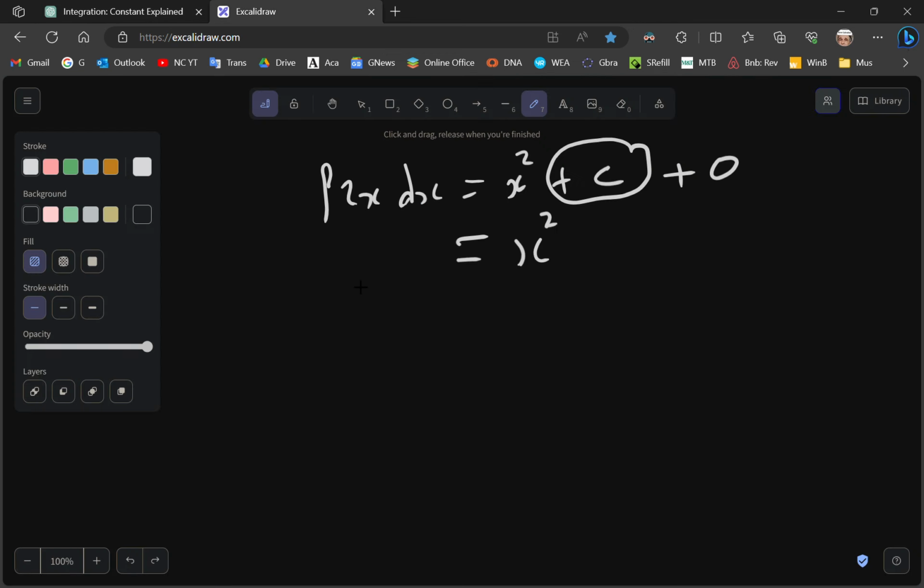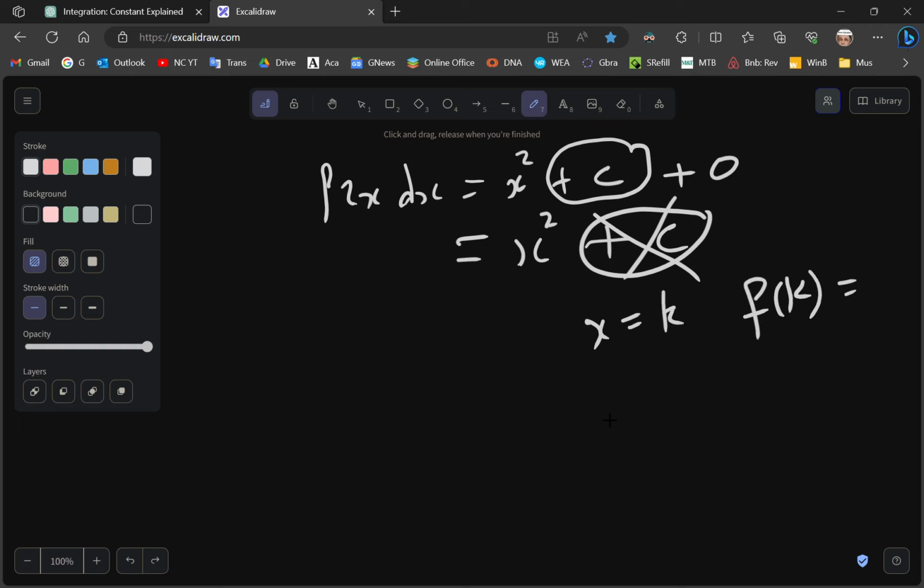So what I want to tell you here is that it really doesn't matter whether you write this or you don't write this. Okay, there's no difference. Unless, of course, you're trying to find an exact solution where you have x is k and f of k is v or something. All right?